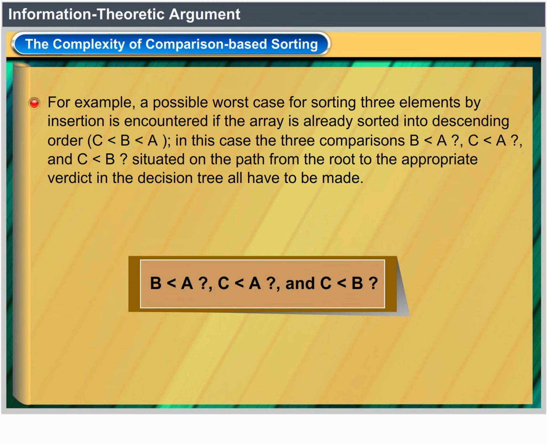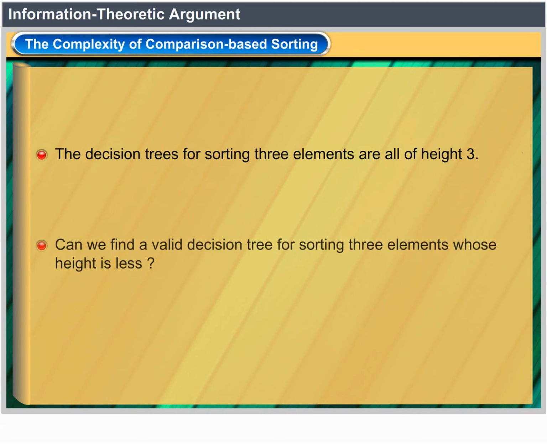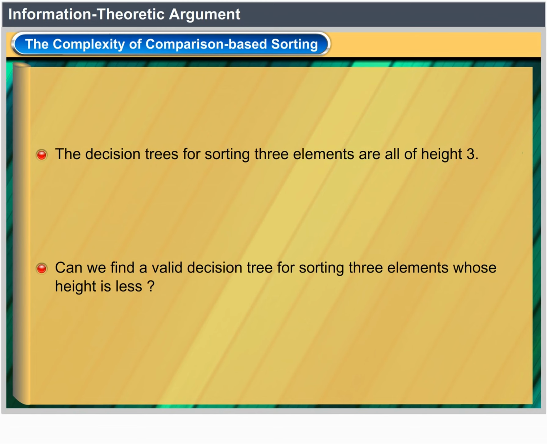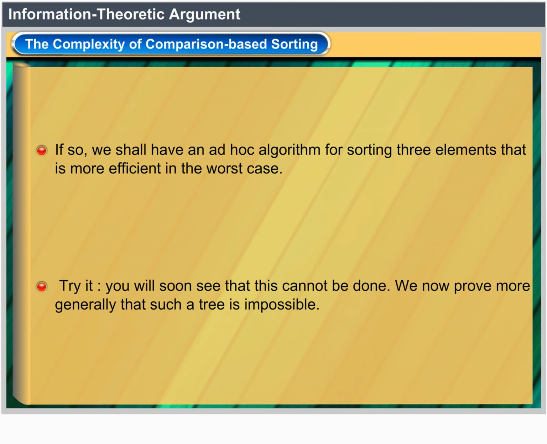The decision trees for sorting 3 elements are all of height 3. Can we find a valid decision tree for sorting 3 elements whose height is less? If so, we shall have an ad hoc algorithm for sorting 3 elements that is more efficient in the worst case. Try it. You will soon see that this cannot be done. We now prove more generally that such a tree is impossible.